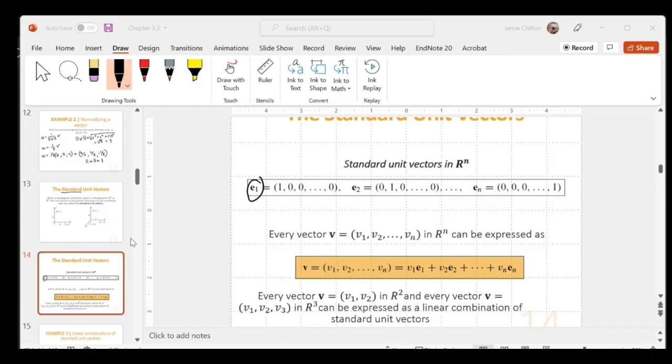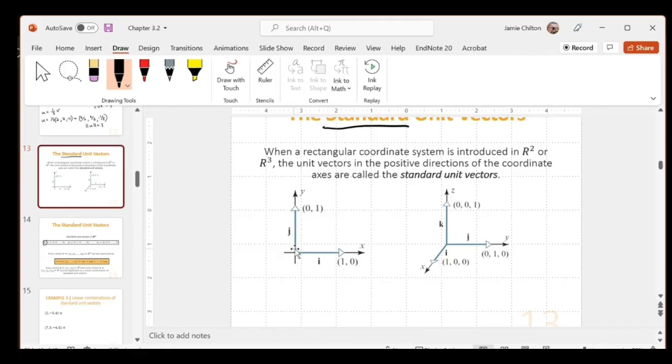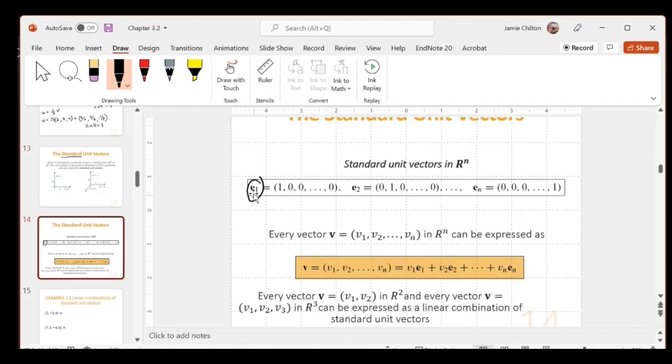And now I definitely want to make sure that we look at example number 3. Keep in mind, they have a tendency to use i and j if you are talking about 2 dimensions. They use i, j, and k if you have 3 dimensions. Once you get to more than that, you're going to have e with different subscripts for however many dimensions you have. And like I said, keep in mind that every vector can be expressed as a linear combination of standard unit vectors.